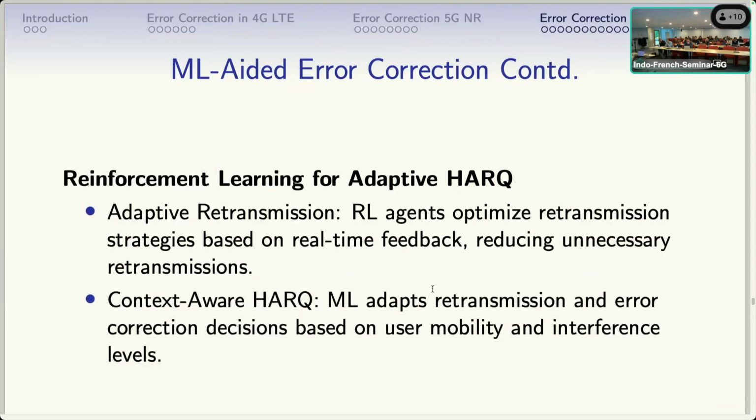One is adaptive retransmission. It may not transmit the entire packet; depending on the type of error, it will learn what particular packet or what particular data has to be retransmitted. It also tries to have context-aware HARQ, based on certain types of decisions. The transmitter itself would be able to decide what type of packet has to be resent.